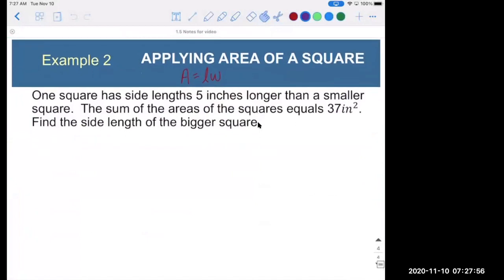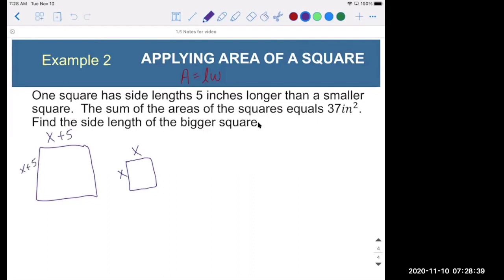Applying area of a square. First of all, let's recall that area of a square is length times width. Our problem says one square has side lengths 5 inches longer than a smaller square. The sum of the areas of the squares equals 37 inches squared. Find the side length of the bigger square. So we are going to need to draw a picture for this. We have two squares. Got a bigger square and a smaller square. It says one square has side lengths 5 inches longer than the smaller square. So let's say the smaller square has side length x, and the bigger square will be x plus 5.